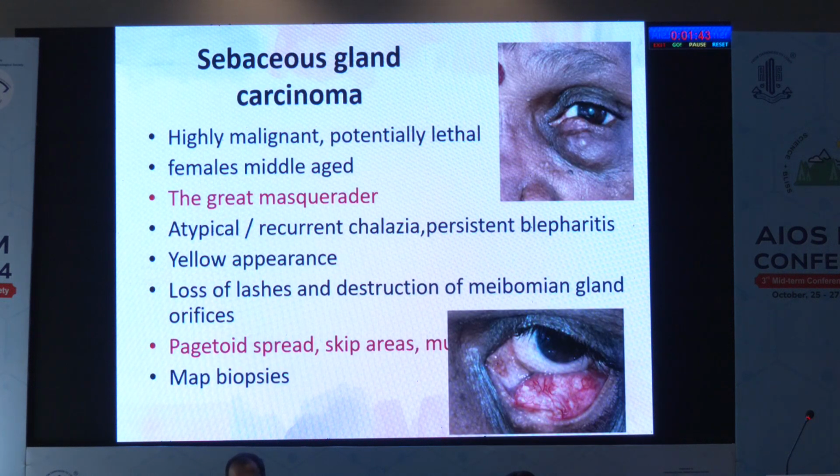The next is the sebaceous gland carcinoma, which is also called the great masquerader, because it can mimic chalazion, it can mimic persistent blepharitis. But the points to keep in mind are the yellow appearance because of the lipoid material, and the loss of the lashes and destruction of meibomian gland orifices. This is very important because it is potentially lethal because of the pagetoid spread and the multicentric origin.